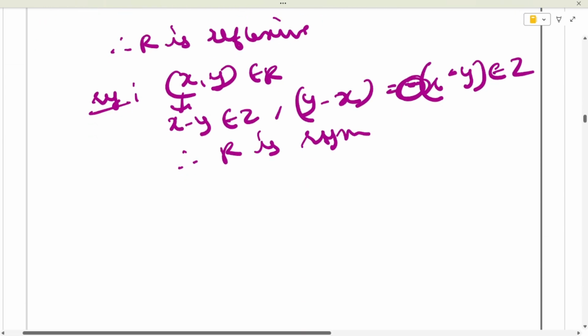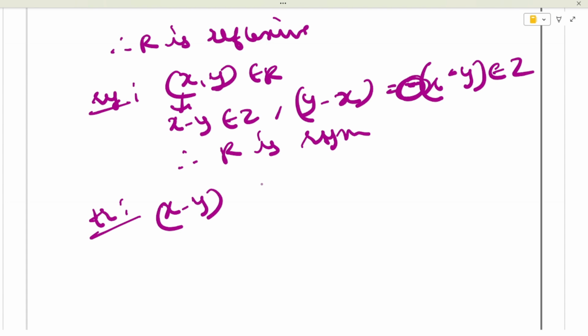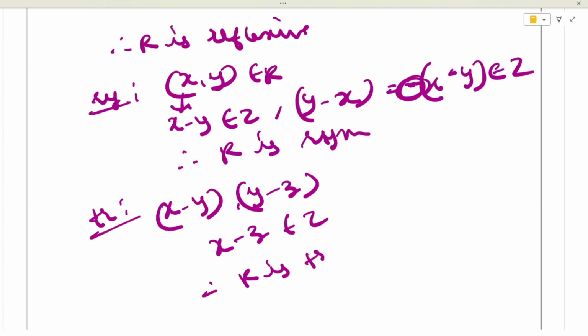Next, to prove transitive, you take x minus y and you take y minus z. If you take x minus y and y minus z, then x minus z will also belong to Z. So you can say it is transitive, and therefore R is an equivalence relation. This is how you have to write.